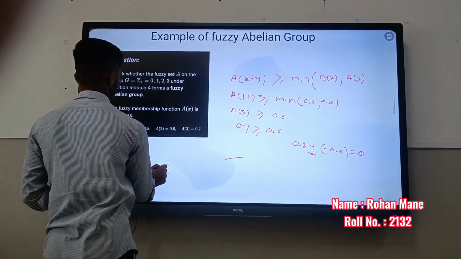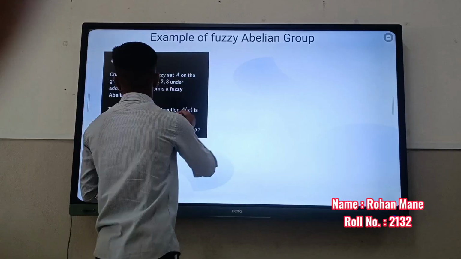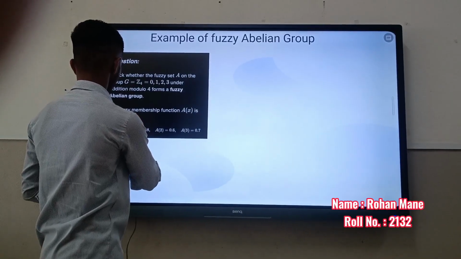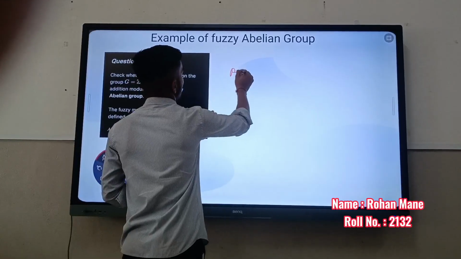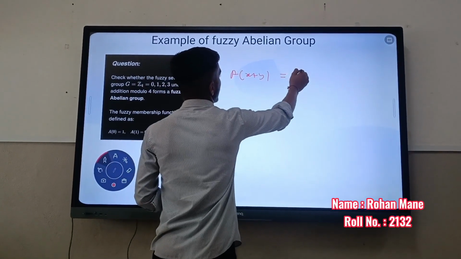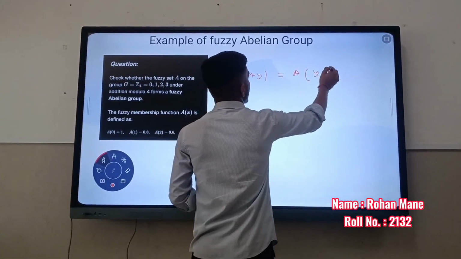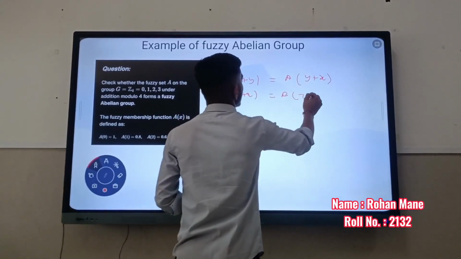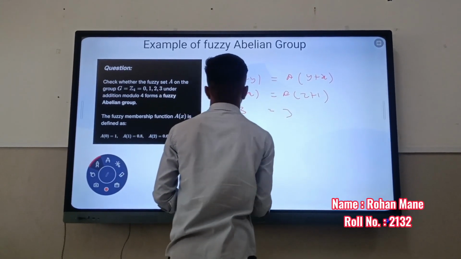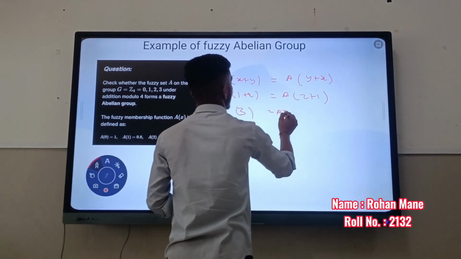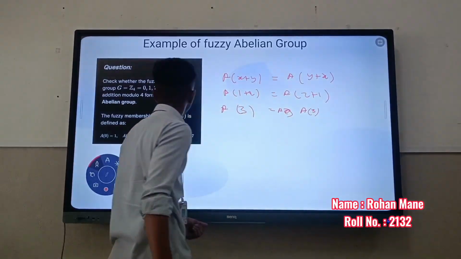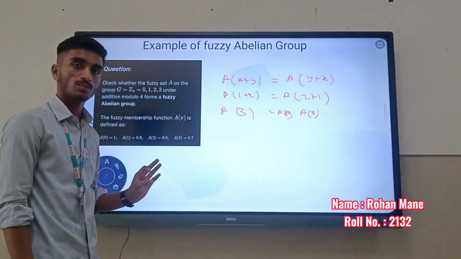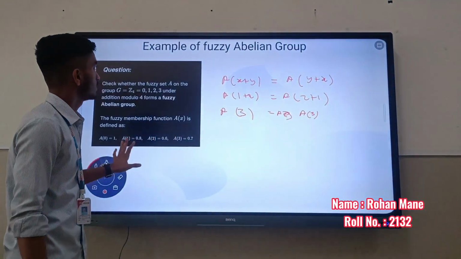I will take membership values 1 and 2. So A of x plus y should be equal to A of y plus x. So A of 1 plus 2 is equal to A of 2 plus 1, which is equal to 3. So if the group satisfies the closure property, inverse property, and commutative property, then we can say that it is an abelian group.